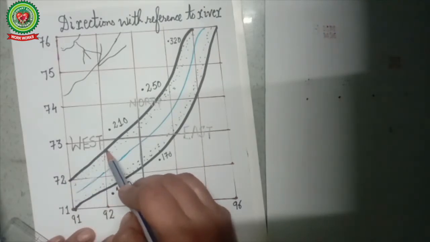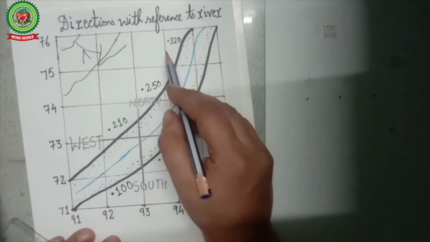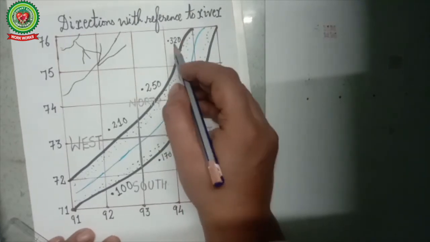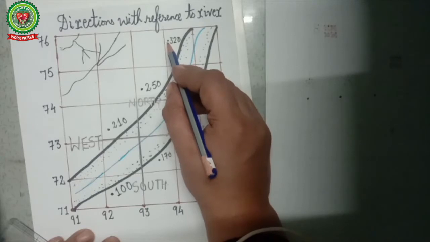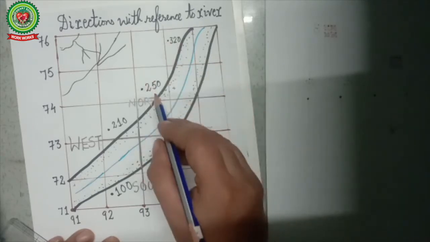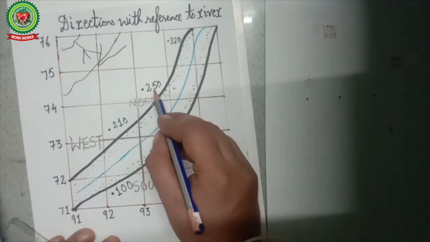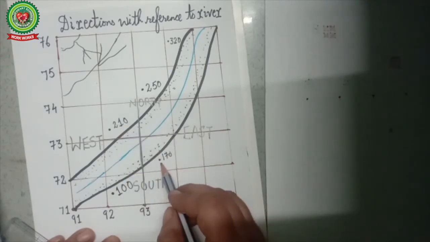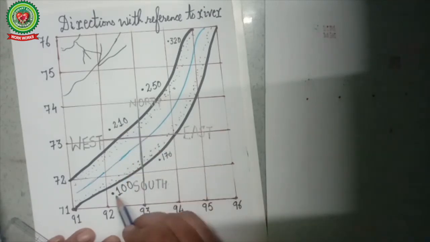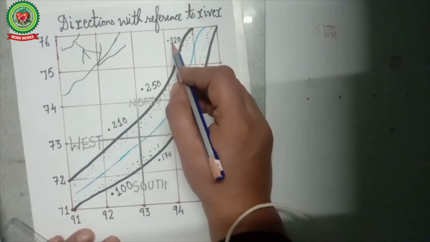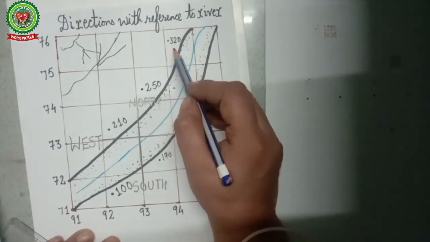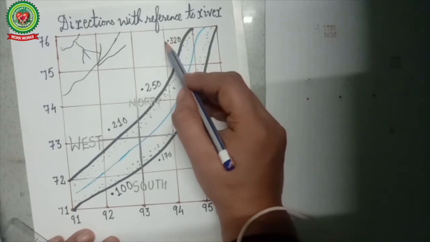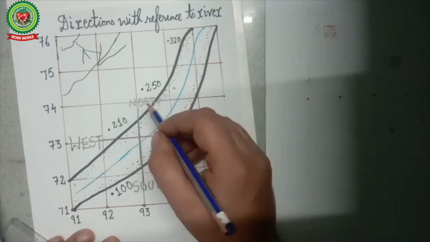Now let us see the spot heights. Spot heights are the actual height of a place above the mean sea level. Now let us see these spot heights along the bank of this river. First of all we have dot 320. Then second we have dot 250. Then we have dot 210. Then we have dot 170. Then at the end we have dot 100. So we can see that in the given map the spot heights are receding from here.